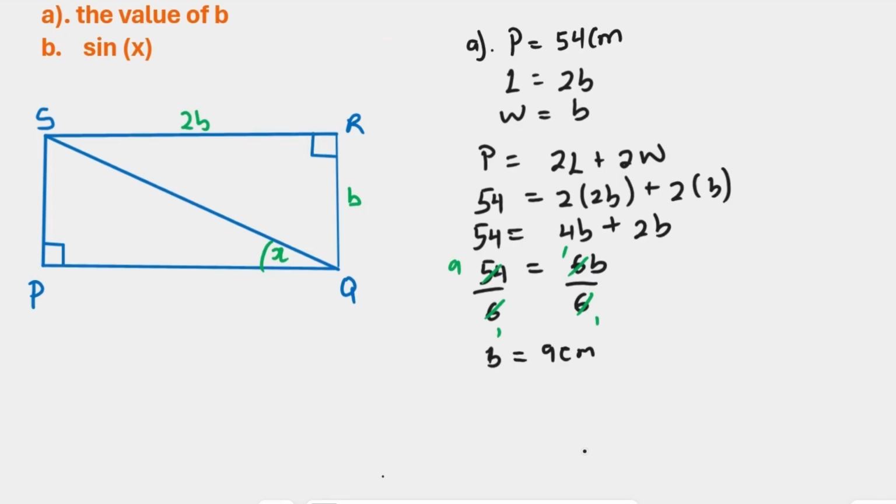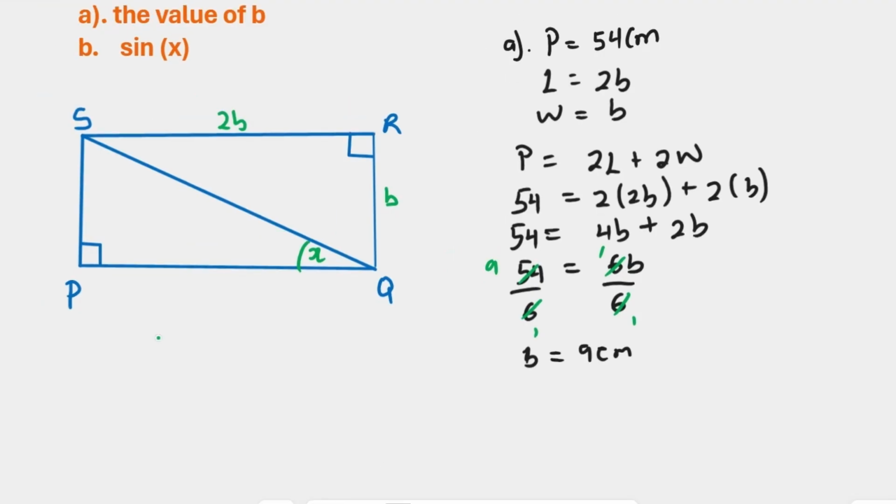We have to find sine x. Before we solve the next question, this is what you have to know. The rectangle PQRS is a combination of two right triangles. We have PQS and that of QRS or QSR. So we have two right triangles coming together to form this rectangle. That is what you have to know. So let's move on to the next question, that is sine x.